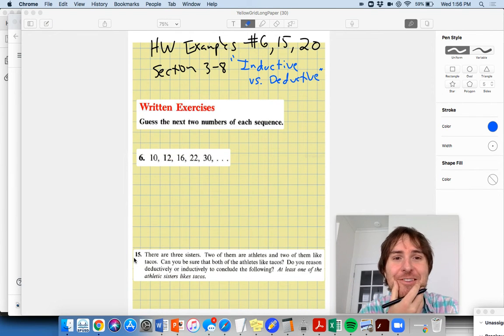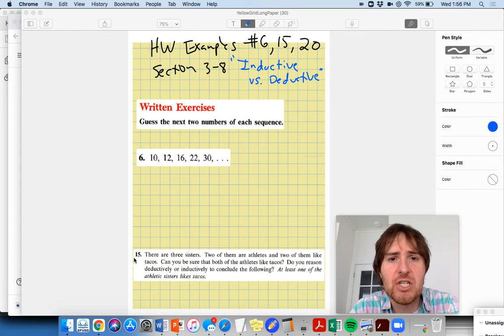Anyways, I'm going through the homework examples from problem section 3.8, which is called inductive reasoning. Now we're reviewing what inductive reasoning is versus deductive reasoning. So you watched the lesson video yesterday. Hopefully you get it, right?